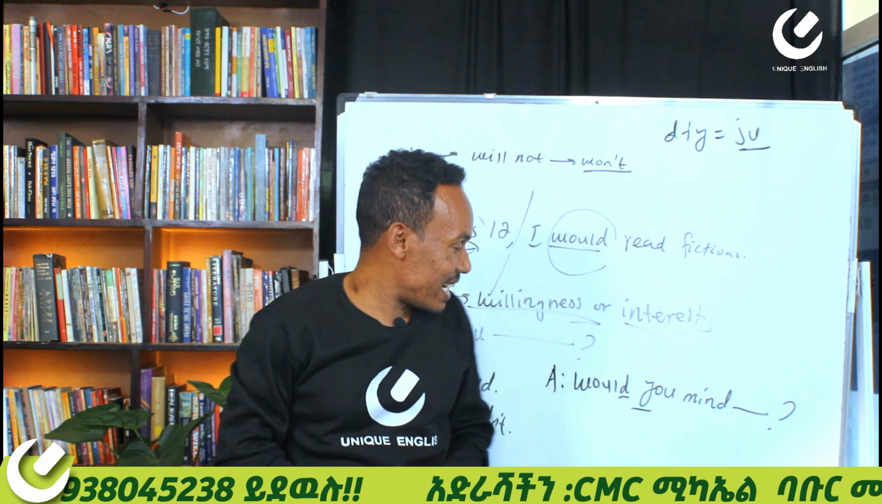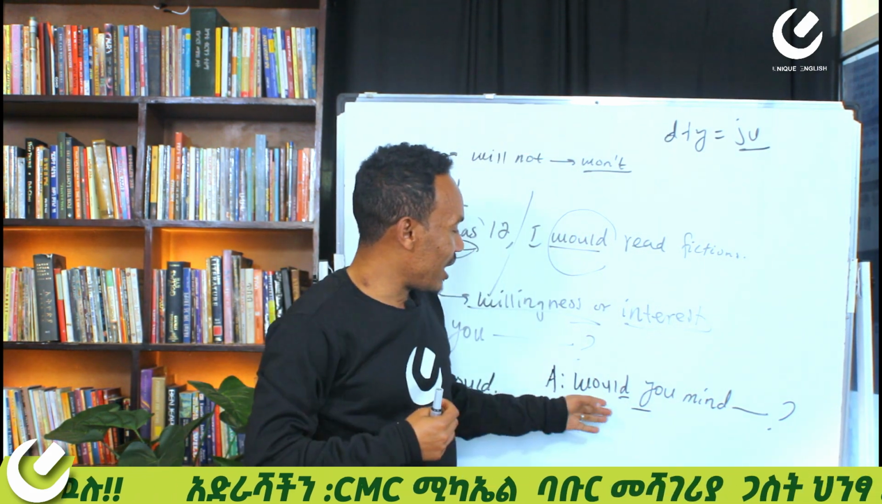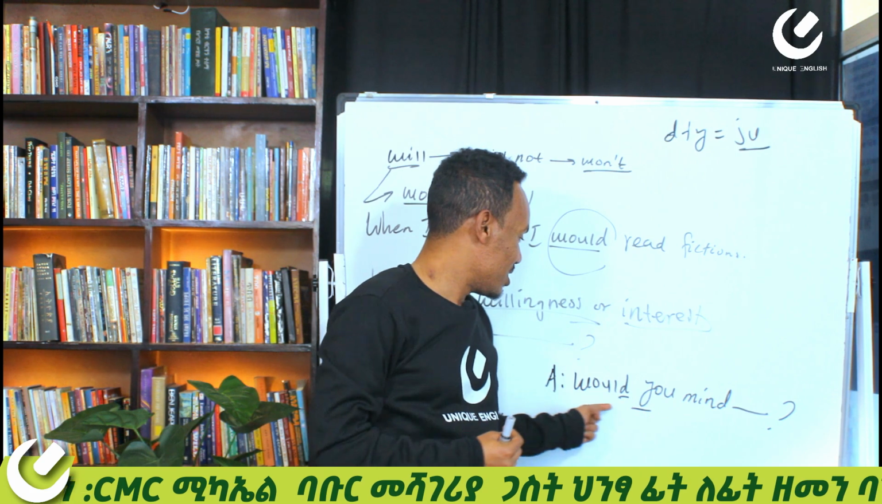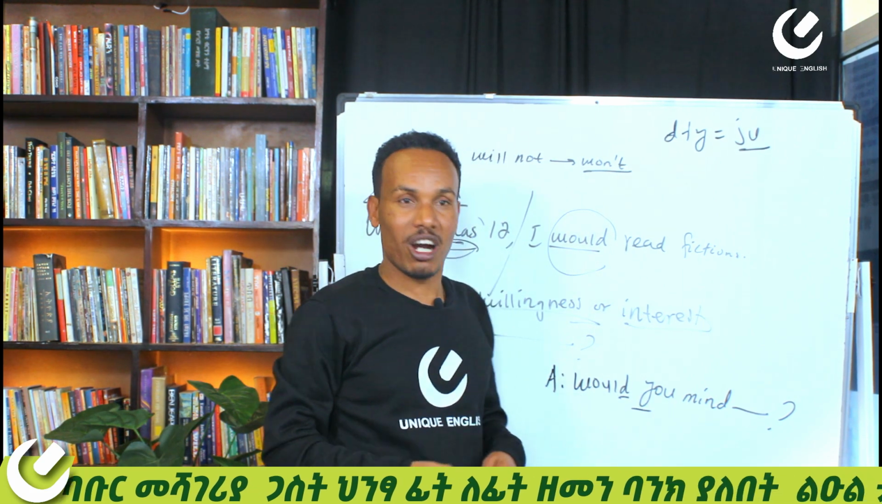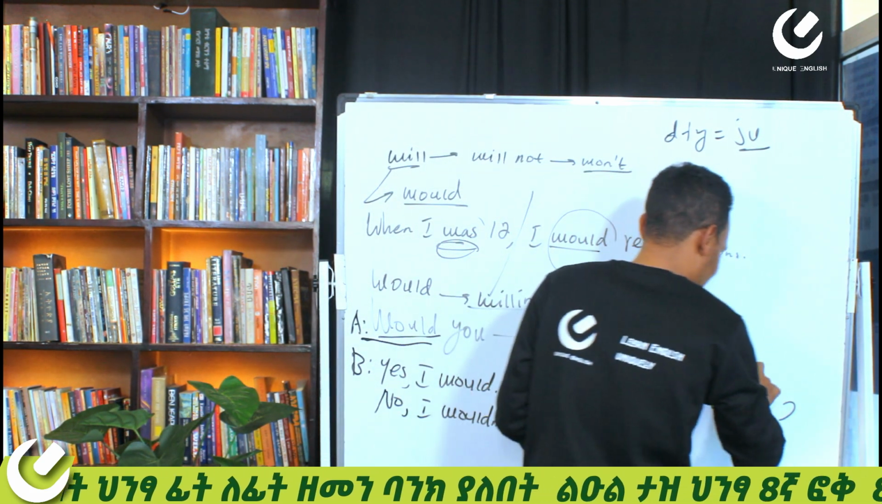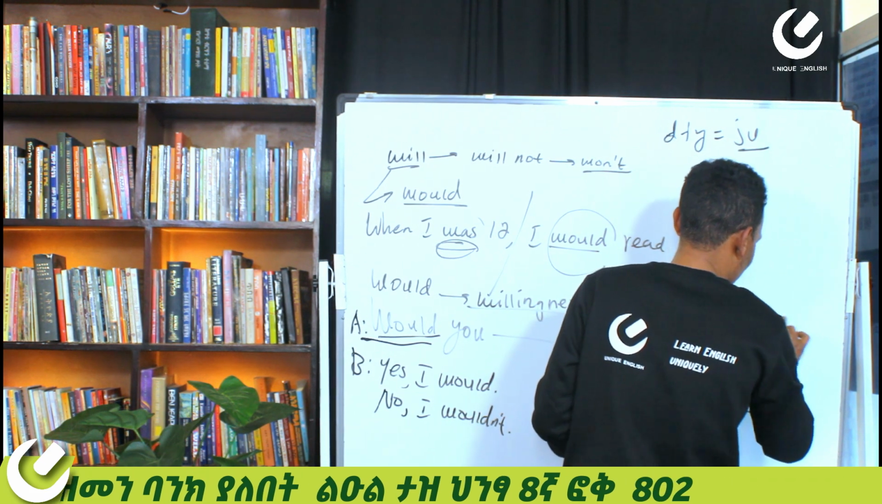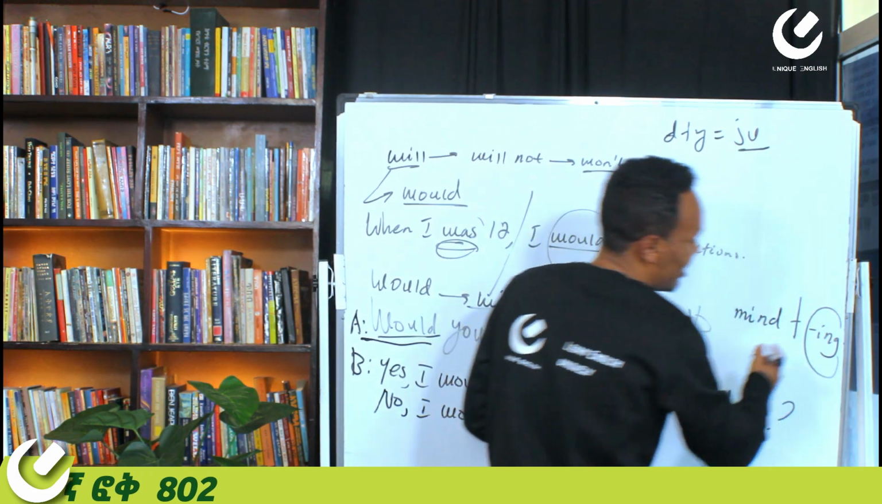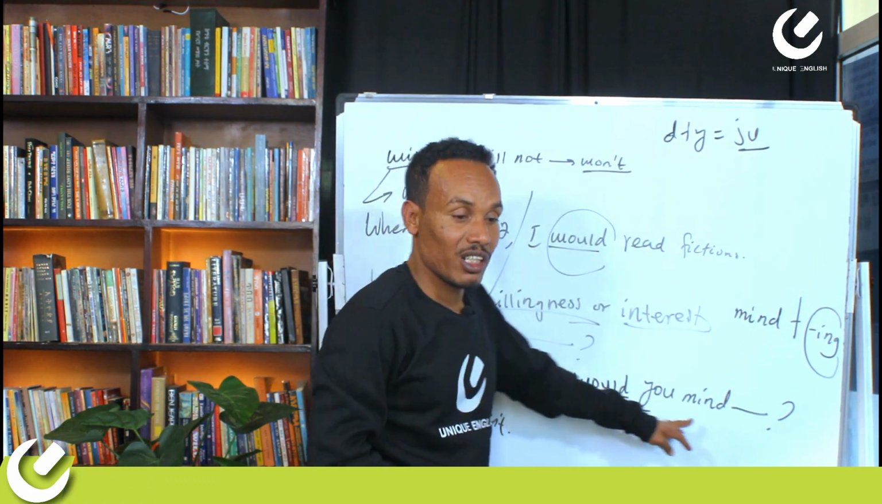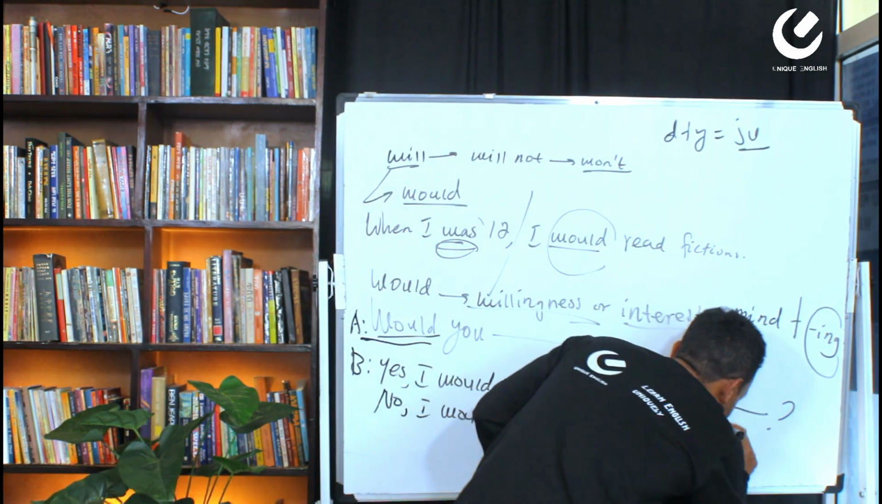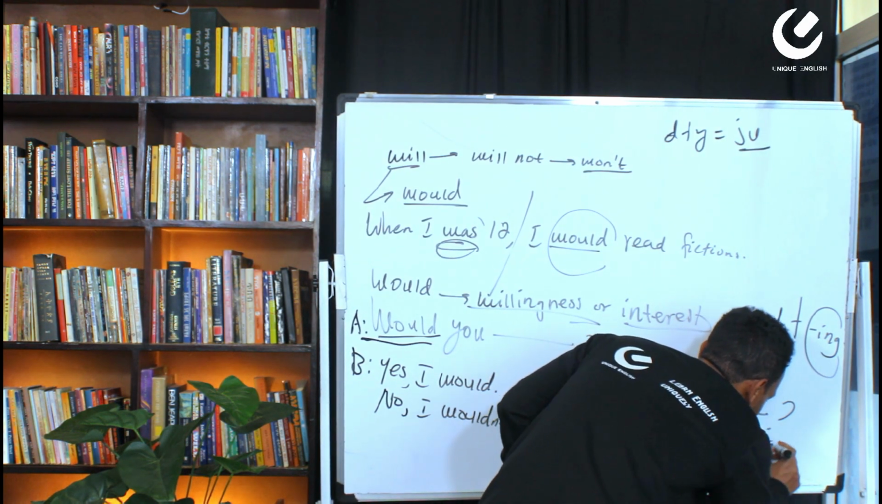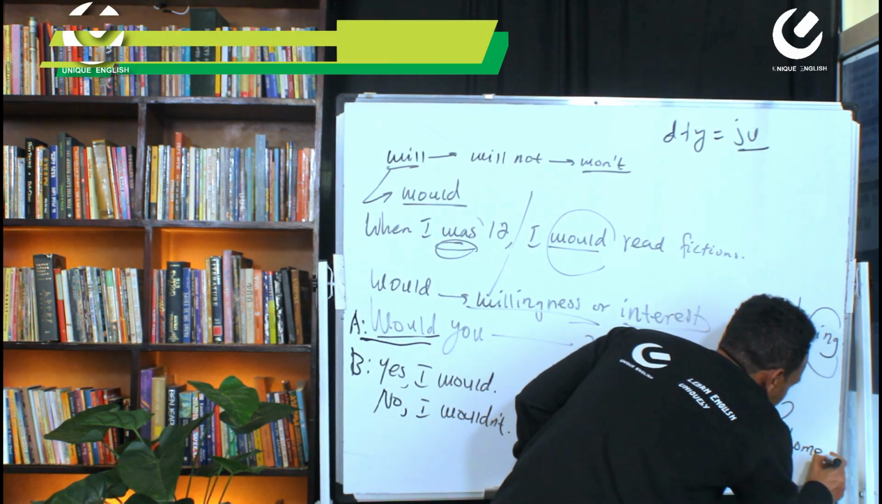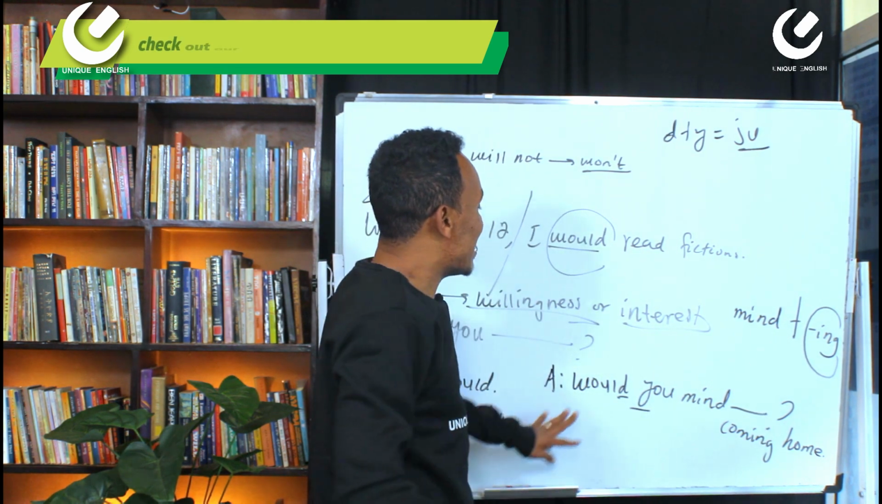Would you mind coming home? Yeah, would you mind coming home? Very good, all right, that's it. Here, mind is followed by a gerund verb, an ing form. The verb that comes right after mind takes ing. So: would you mind coming home?